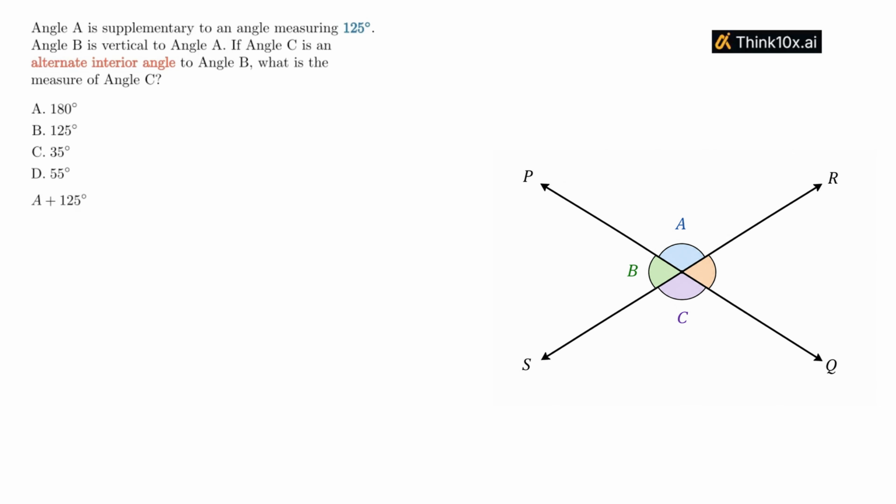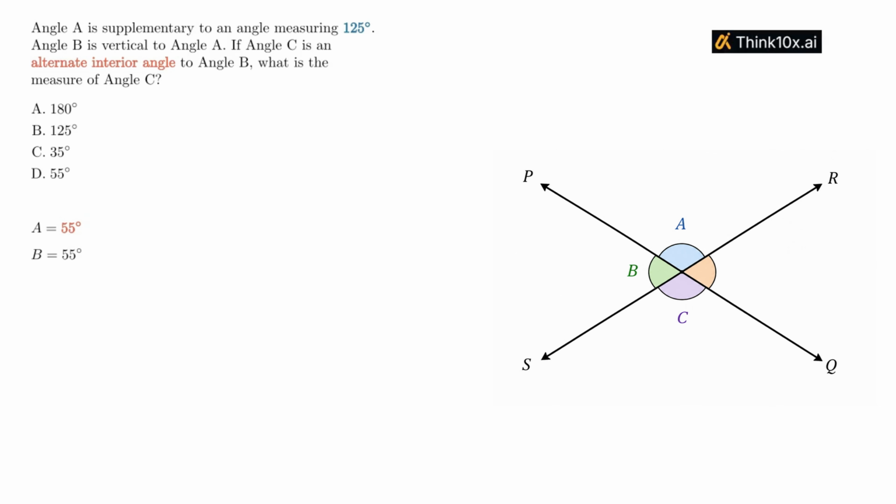Start with angle A. Supplementary means the two angles form a straight line, so their measures add up to 180 degrees. That's why we can set up an addition equation. This equation comes directly from the meaning of supplementary angles. Now, we just isolate angle A. Subtracting 125 from both sides keeps the equation balanced and leaves angle A by itself, which is exactly what we want. So, angle A measures 55 degrees.